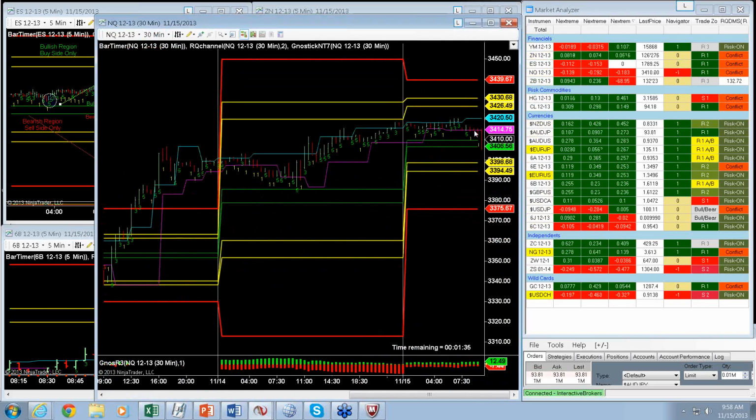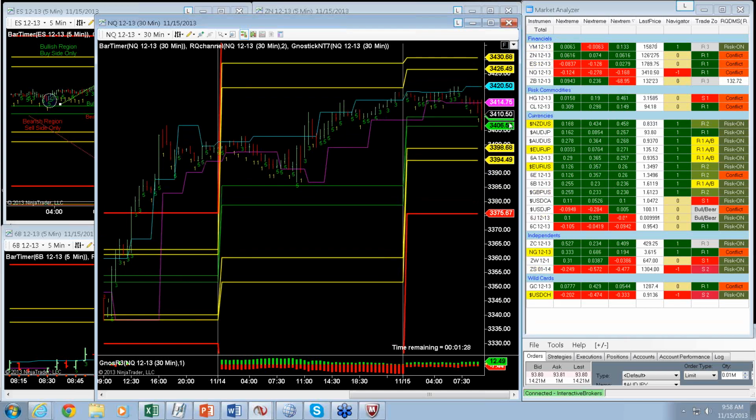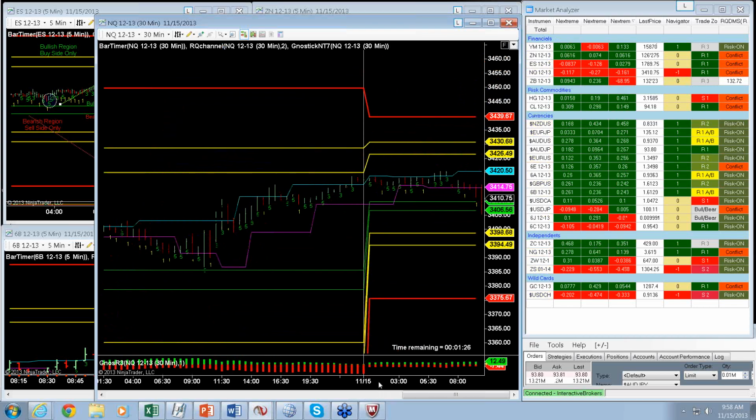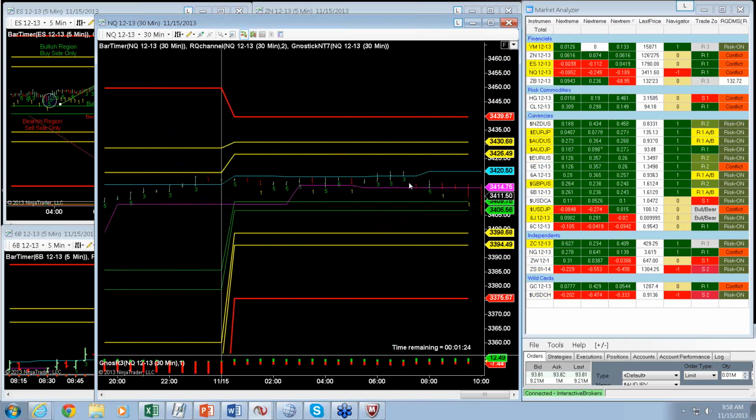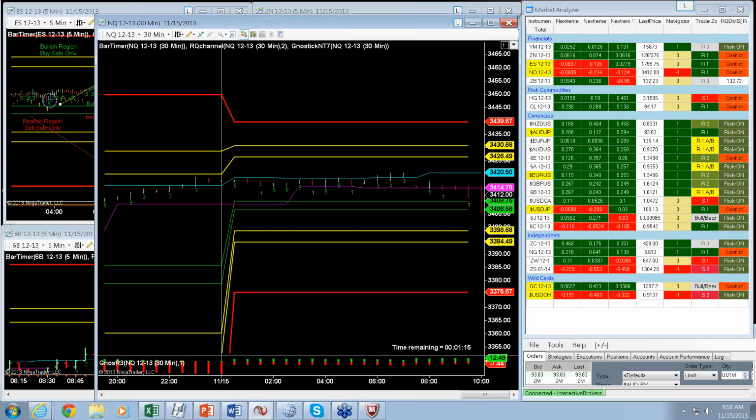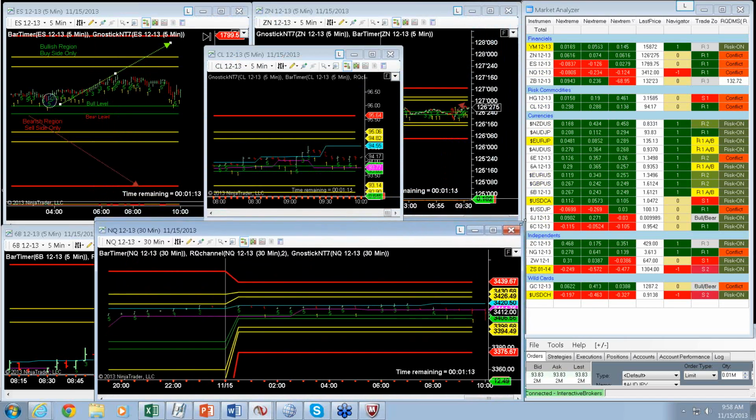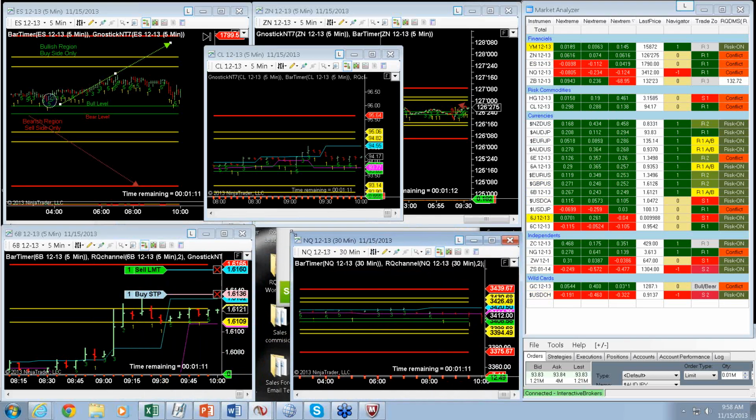See how we broke below the RQ channel right here? Doesn't mean that it's a short, because you can't short in the bullish region, right? No selling on the buy side of the chart. But it's telling you it broke an optimal, it did tell you it's breaking in a significant point on the chart. Now the question is, will there be some continuation on the NASDAQ?